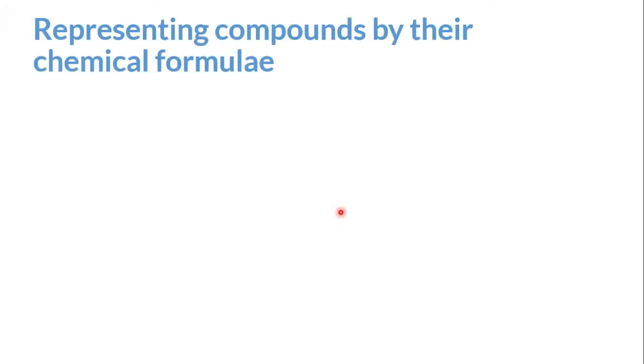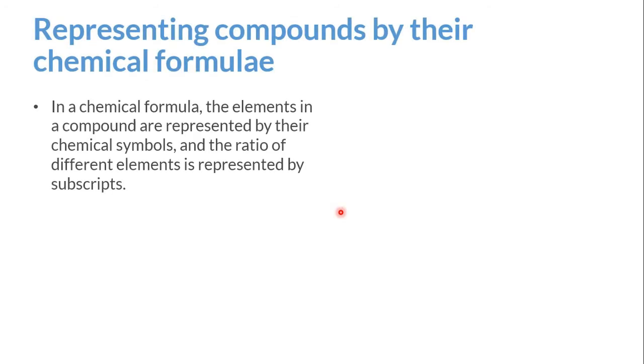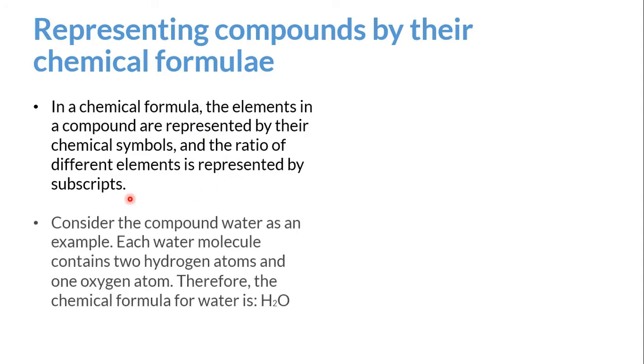So we are going to represent some compounds with their chemical formulas. In a chemical formula, the elements in the compound are represented by their chemical symbols, and the ratio of the different elements is represented by subscripts, as we have noted earlier on. So consider the compound water as an example. Each water molecule, we know, contains two hydrogen atoms and one oxygen atom. Therefore, the chemical formula of water is H2O.